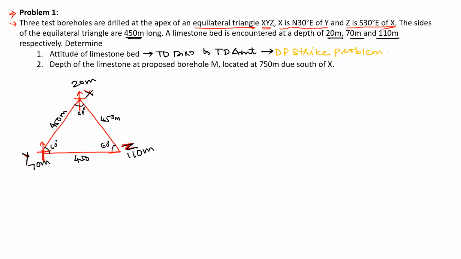And what is that data? To find the true dip direction and amount, we need data for apparent dip. Let us convert whatever information is given into the apparent dip. How will we do that? First of all, we'll plot a depth diagram.